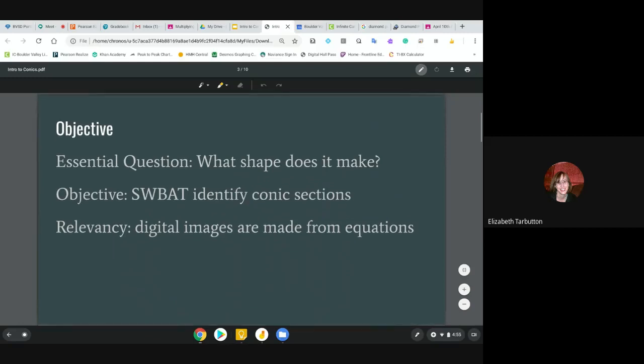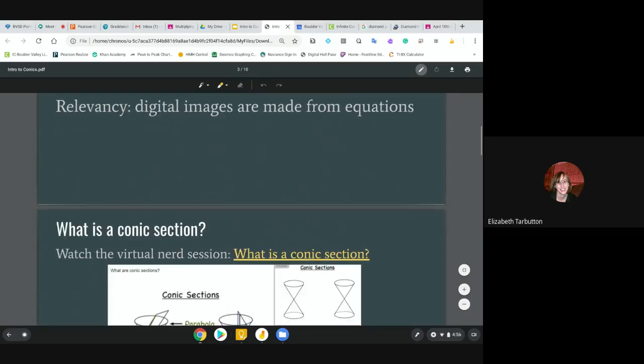Welcome back. Our objective today is to figure out what shape certain equations make, and in that way, we should be able to identify conic sections. This is relevant because digital images are all made from equations. If you watch cartoons, a lot of those Pixar things are made out of equations. Logos for companies are made out of equations, and so knowing what those equations are, you can program them into a computer and the computer can render the digital image, which is really cool. So we're going to talk about that a little bit later in this unit.